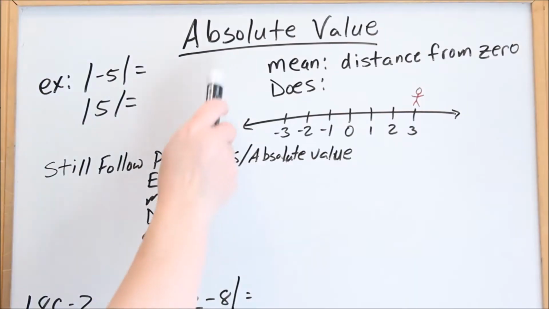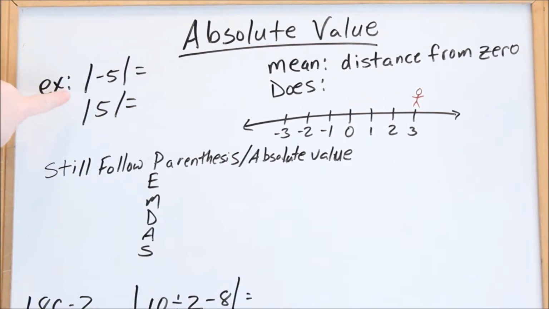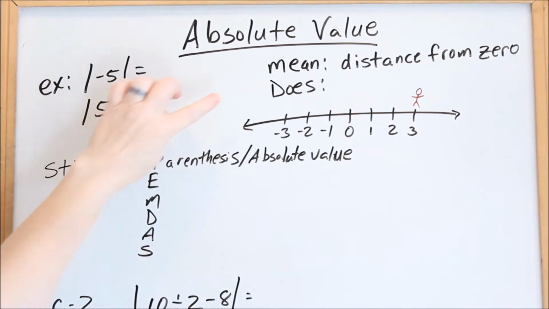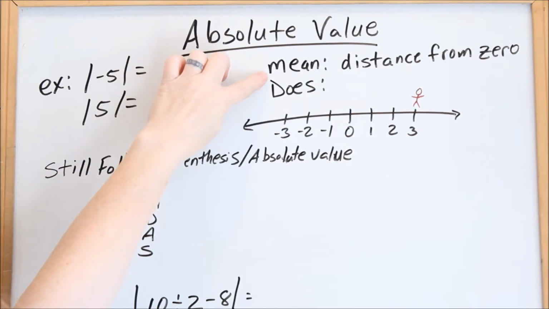Alright, we're doing absolute value today. Absolute value bars look like this. They're just straight lines up and down. That's called an absolute value bar or absolute value symbol. So first off, let's talk about what it means.